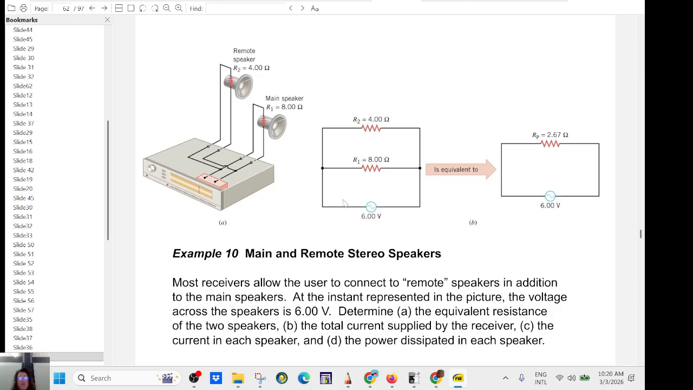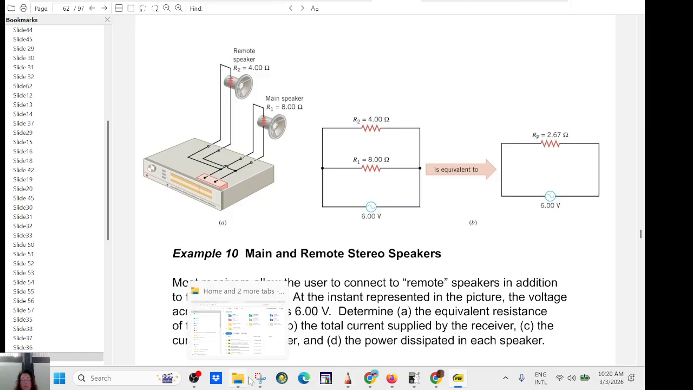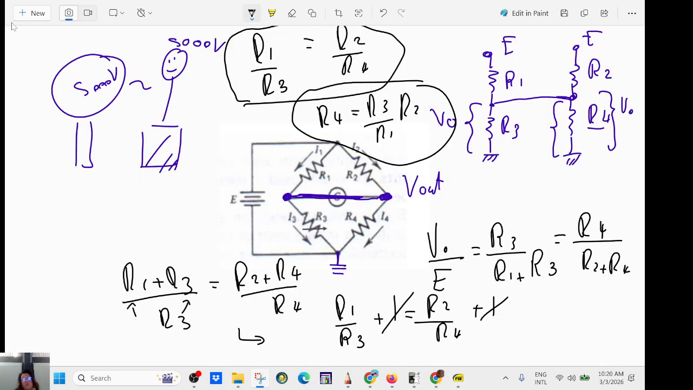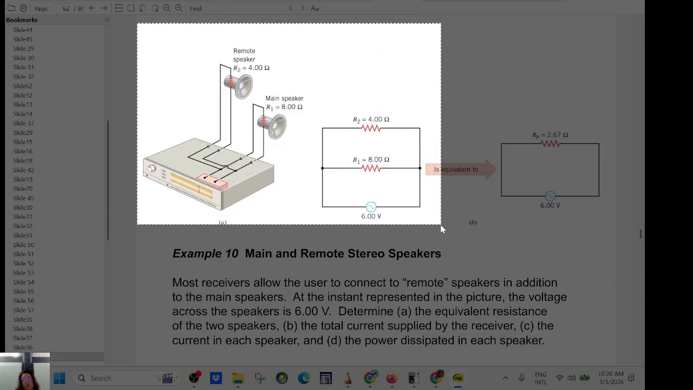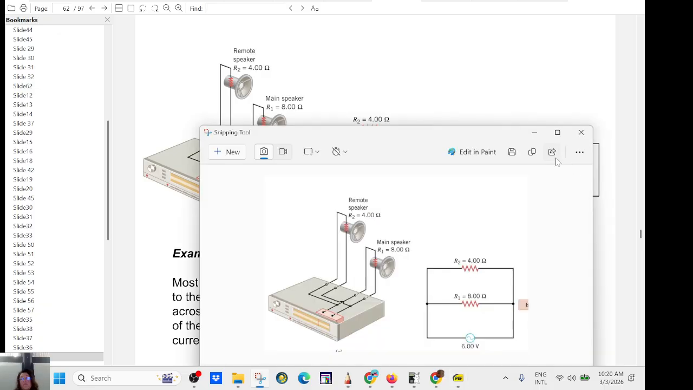Okay, so let me show you how I do it, the methodology. Well, there is an equation for it, but I'm going to show you how to do it with your TI. So this is called a circuit in parallel.